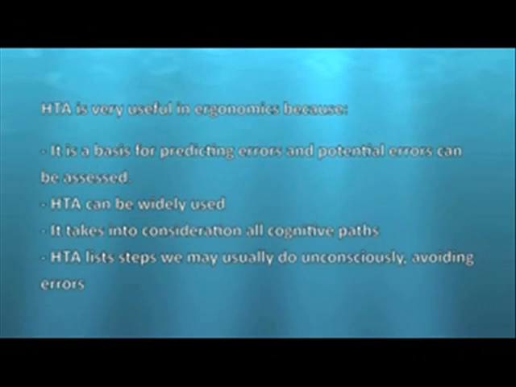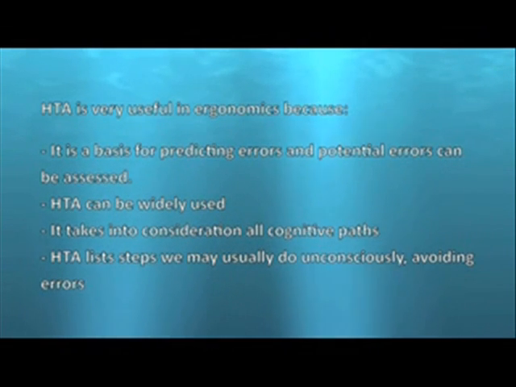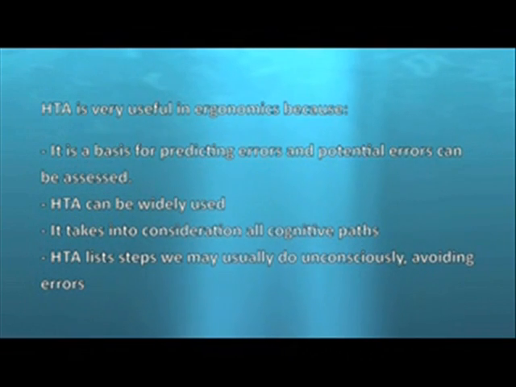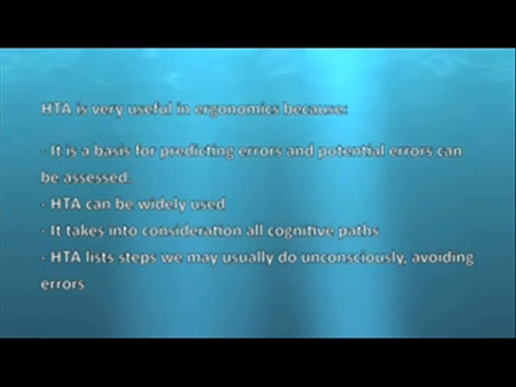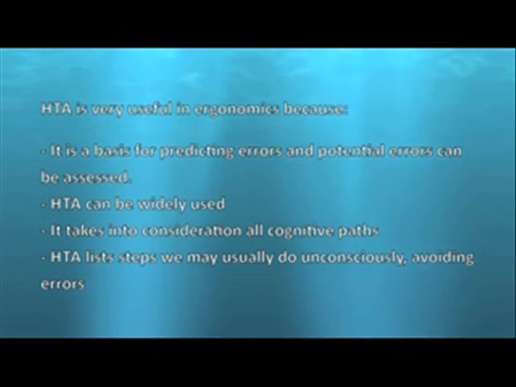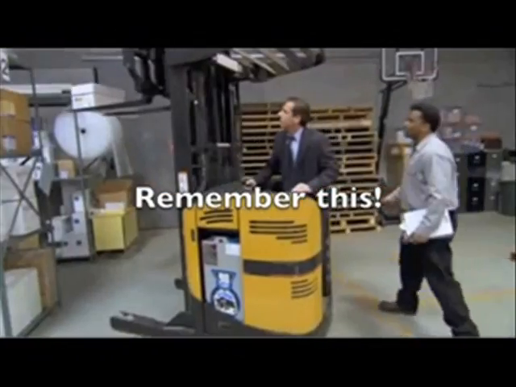HTA is very useful in ergonomics because: 1. It is a basis for predicting errors and potential errors can be assessed. 2. HTA can be widely used. And 3. It takes into consideration all cognitive paths, as well as listing steps we may usually do unconsciously, which avoids potential errors.